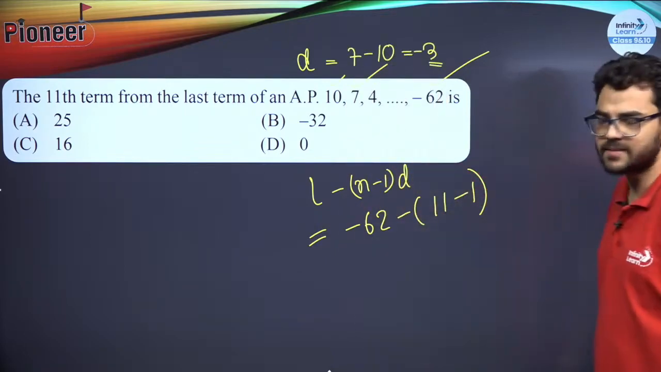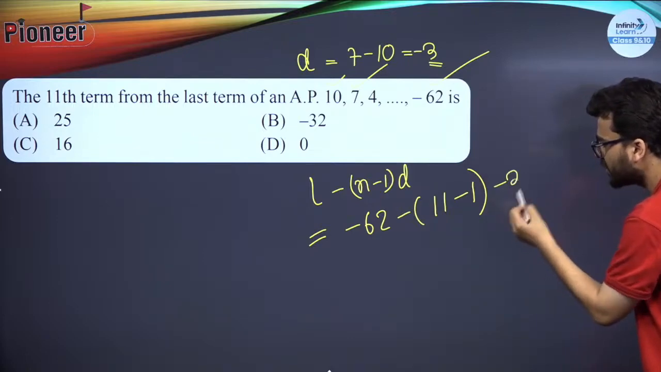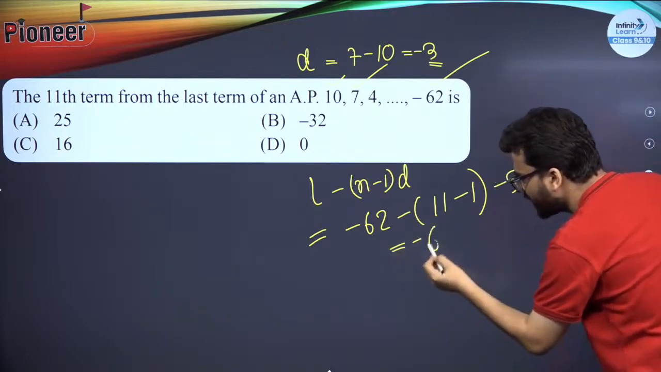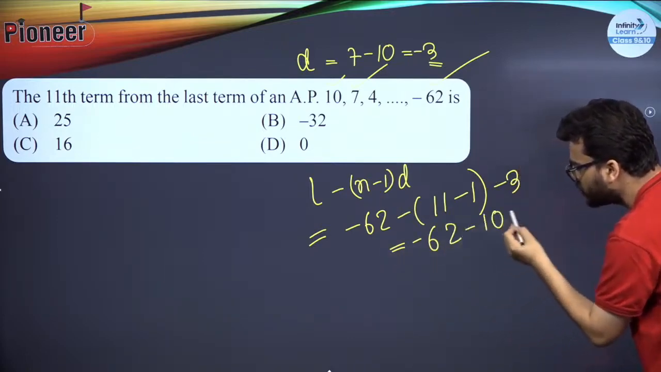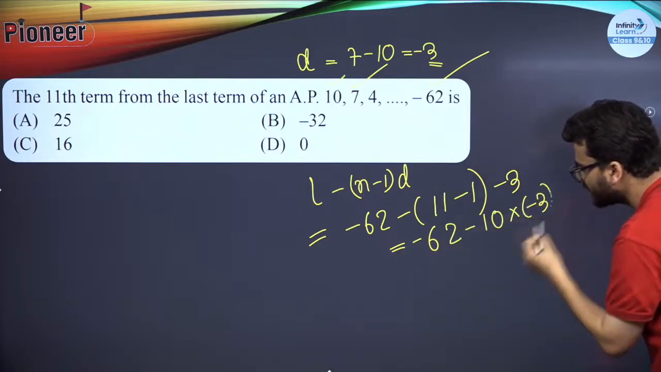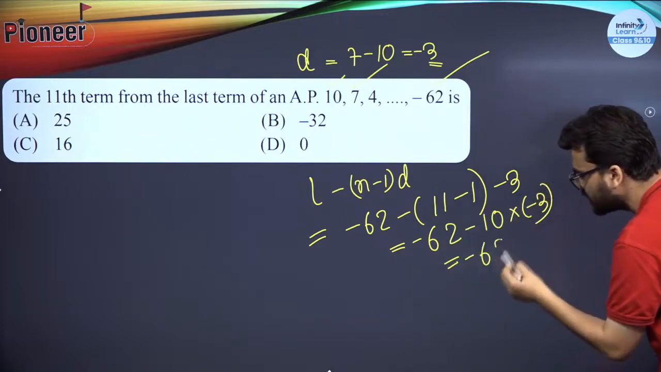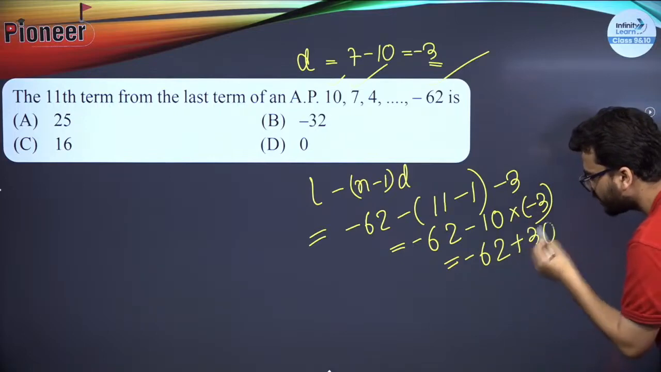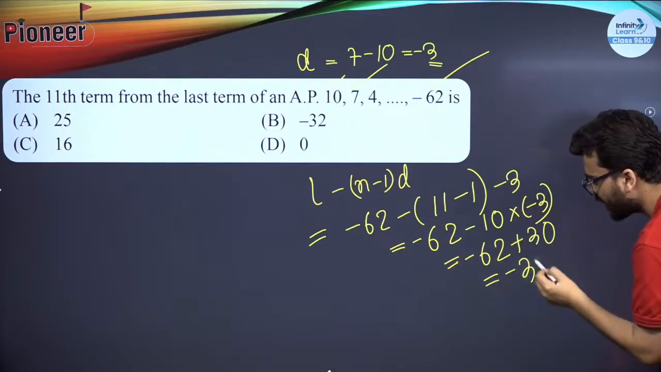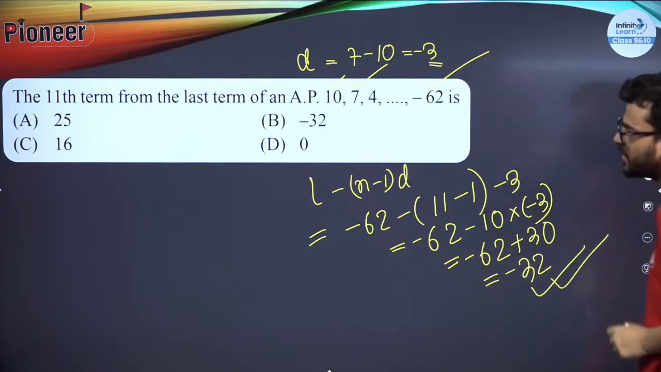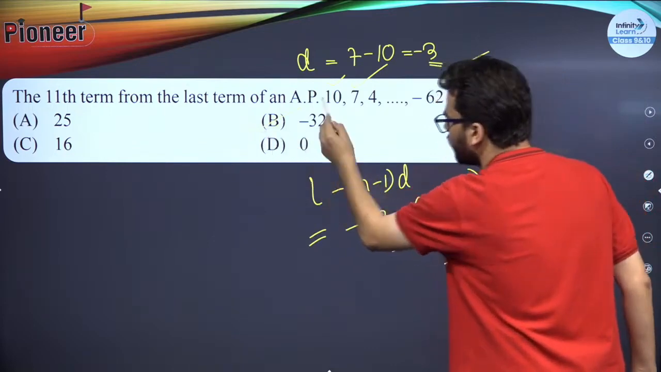Is this clear? That is minus 3. So I will put minus 3 over here. So the answer will be minus 62 minus 10 into minus 3. So basically this is coming out to be minus 62 plus 30. So that is minus 32. So this is the nth term from the end of this AP. So this is minus 32.